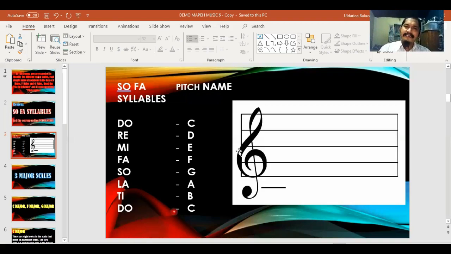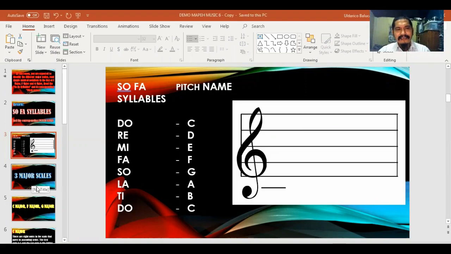Alright? And this is also the staff. Ito yung tinatawag na staff, the musical staff. And this is the ledger line. This is the line and this is the space. And this is the G clef. Of course, alam na alam niyo na yan, di ba?